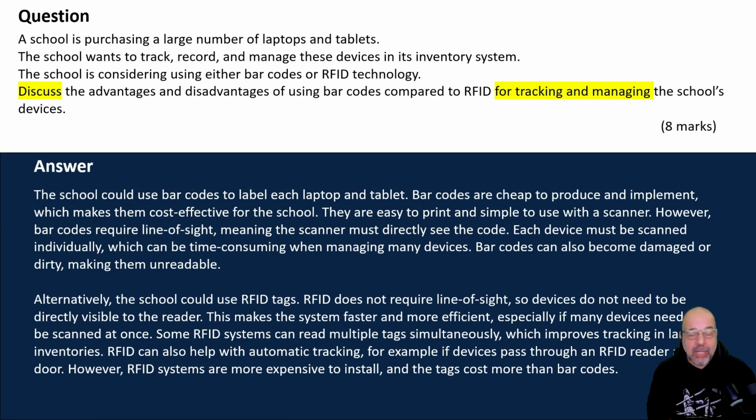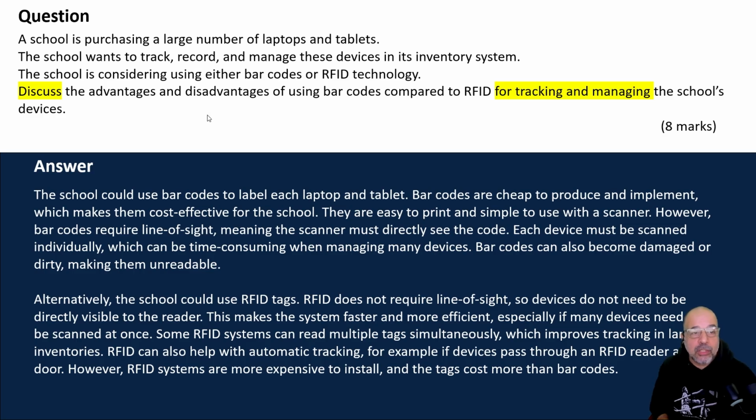Okay, question number 2. Now, this is a question which I have put together. As I said, if you understand this question and the answer, you've covered nearly everything that you need to know when you're comparing things like RFID technology and barcodes. So the question says, a school is purchasing a large number of laptops and tablets. The school wants to track, record, and manage these devices in its inventory system. So the keywords here are we're going to need to track devices, but also record and manage them.